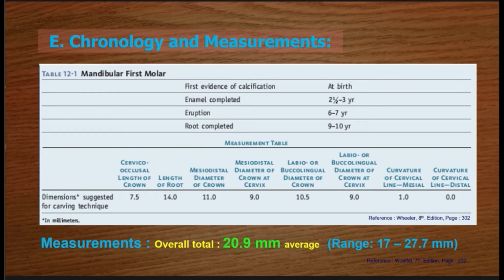Okay, this measurement table I have given is from the Wheeler 8th edition. The overall measurement is about 20.9 millimeter on average, ranging from 17 to 27.7 millimeter. It may be as small as 17 millimeter and as big as 27.7 millimeter in different nations and races. But usually the overall total length in Ulfel is 20.9 millimeter. In Wheeler, the size is about 23.5 millimeter. Anyway, both the measurements are correct.